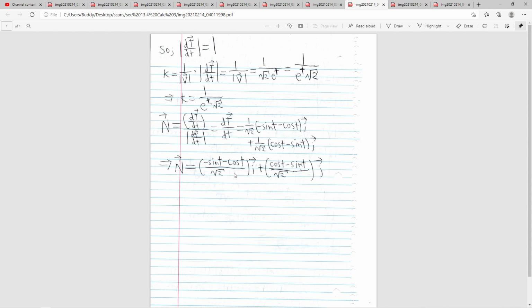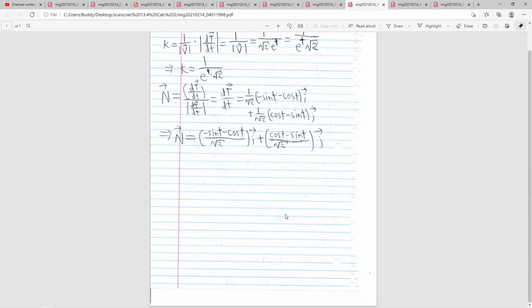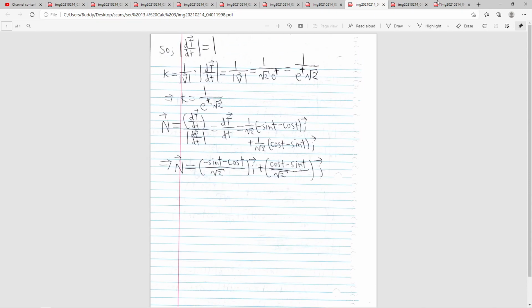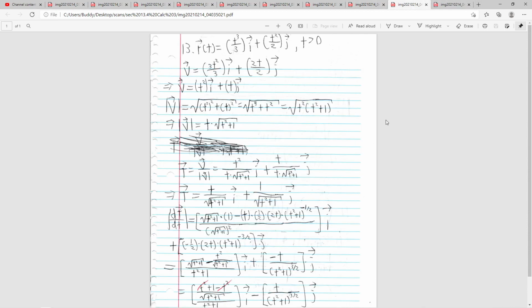Yep, it's that one square, so it's square root of 2. Not much to say at this point. And then 13, it's t greater than 0. There's some reason for that, but I'm not going to get into that. So t cubed divided by 3 i plus t squared divided by 2 j.